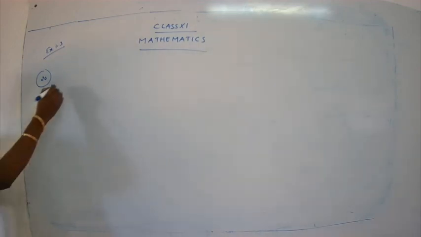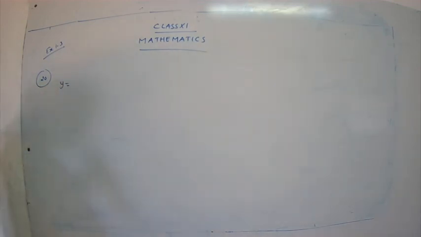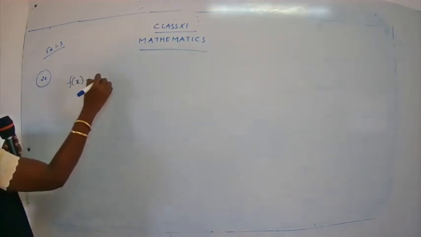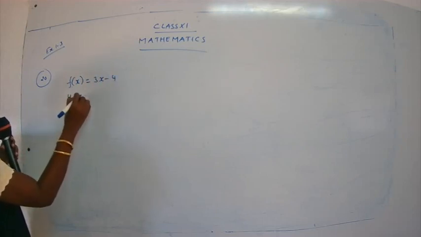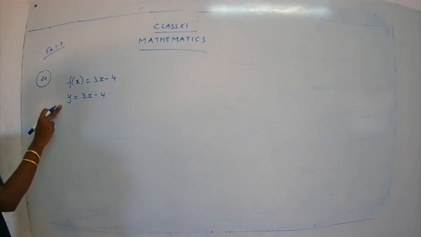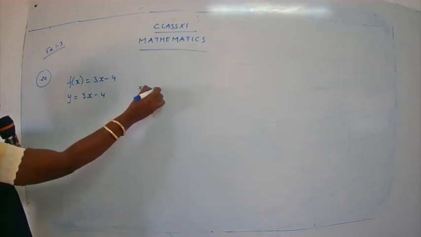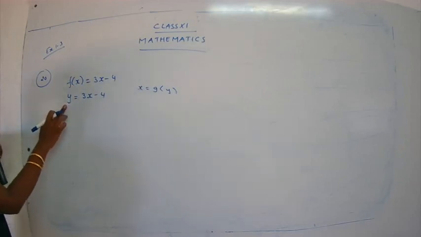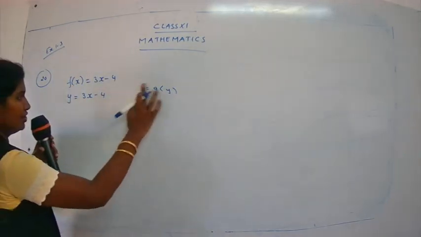Okay children. The function given is f of x is equal to 3x minus 4. So we take this as y. So y is equal to 3x minus 4. So f of x is taken as y, and x will be taken as g of y. Good. So remember this step: f of x will be taken as y and x will be taken as g of y.